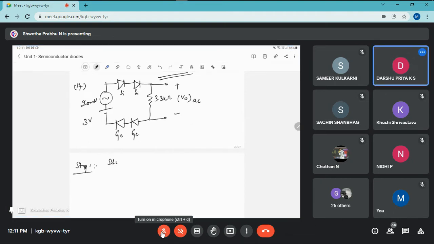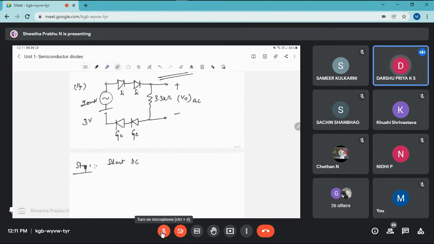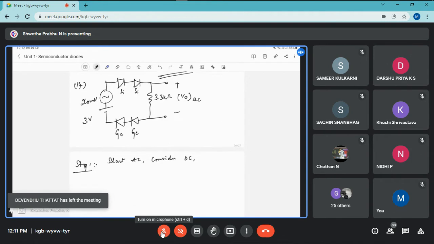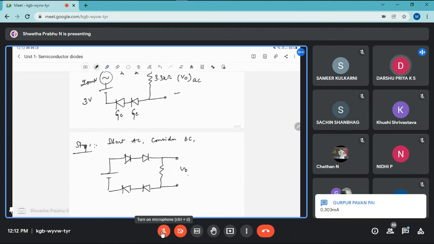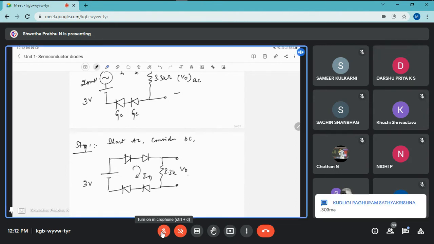Short DC. No, short AC, right? Because you're finding DC current. Short AC, and consider the DC input. Okay, fine. Applying KVL, find the current ID. So I'll short AC. This is the equivalent circuit now. So apply KVL and find ID.